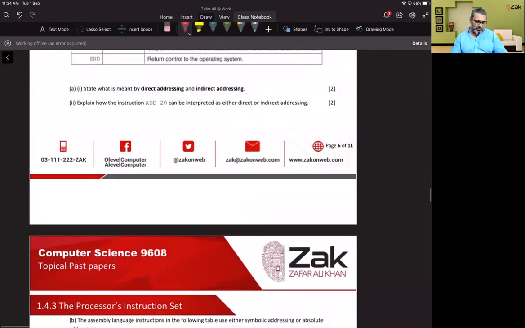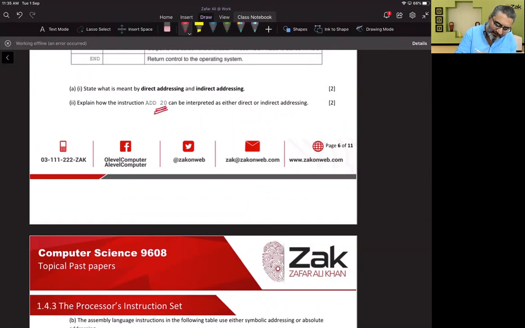Explain how the instruction add 20 can be interpreted as either direct or indirect. So this is direct. It can be interpreted as direct or indirect. If it is direct, then the data from the address 20 will be loaded, added to the accumulator and saved to the accumulator.